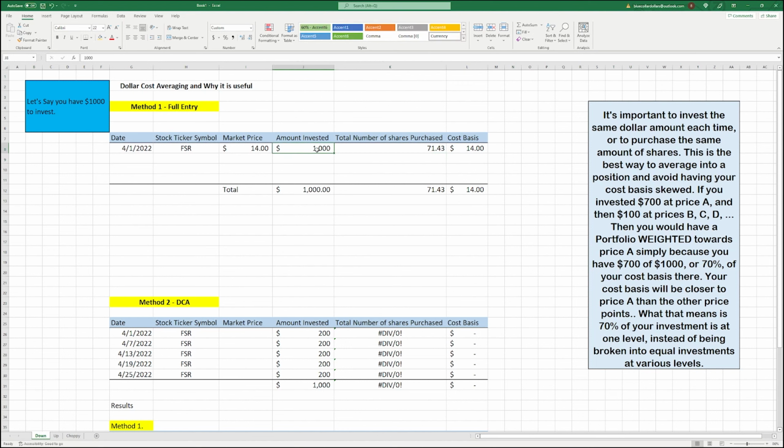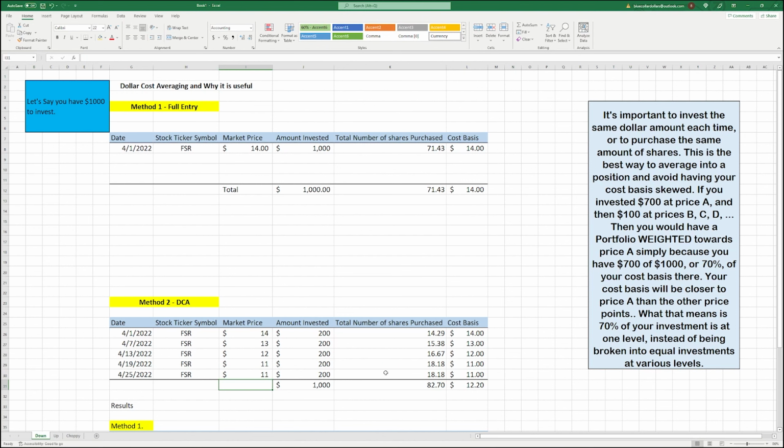You take all the money you want to invest, you buy it at one price point, and that is what your cost basis ends up as. Method two is dollar cost averaging. In this scenario, let's say the stock price keeps going down. So we buy at $14 and then it goes to 13, 12, and let's say it stays at 11.